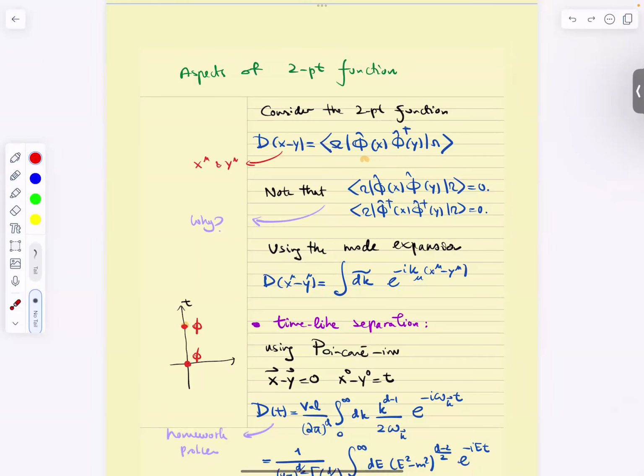In the remaining time, I'm going to talk a little bit about different aspects of this 2-point function for the complex scalar field that I'm going to call D. So D is the 2-point function, phi dagger. What I was calling delta is the commutator, which is D of x mu minus y mu minus D of y mu minus x mu. Good?